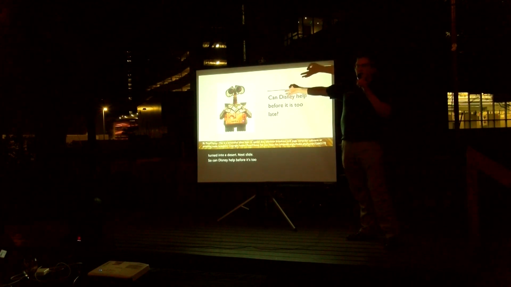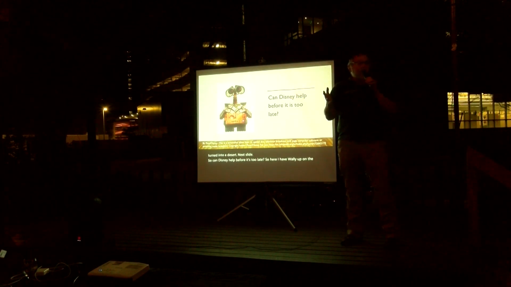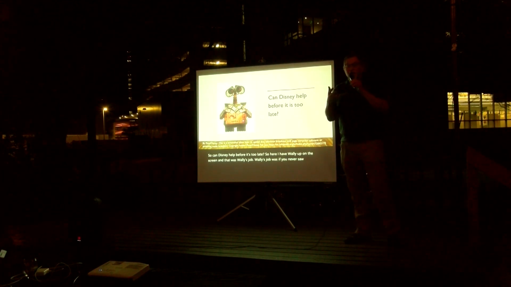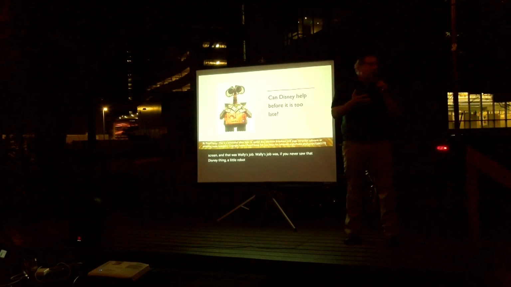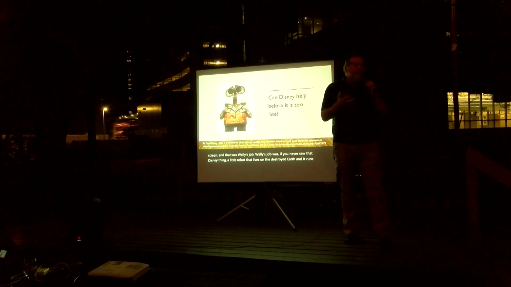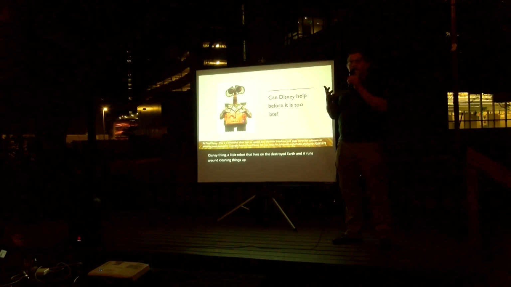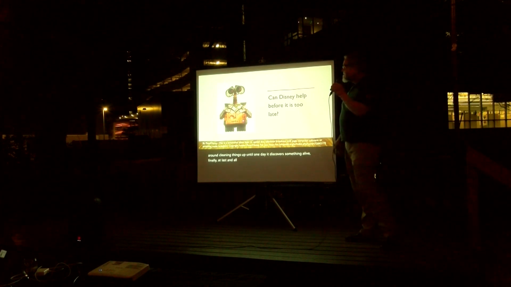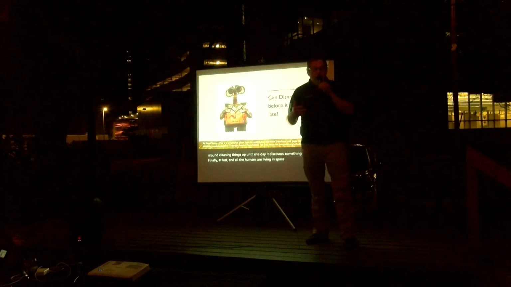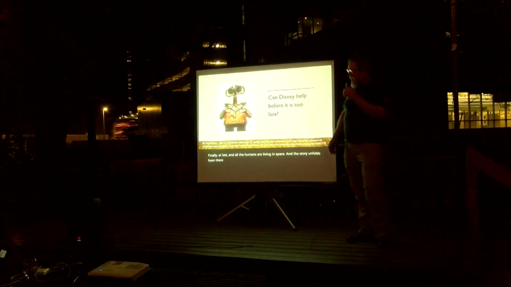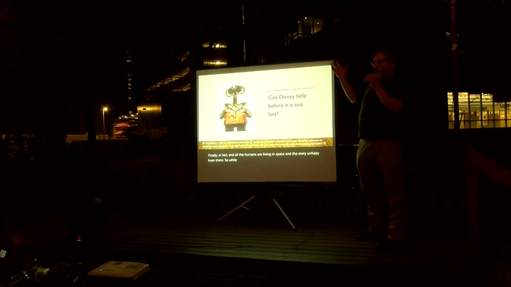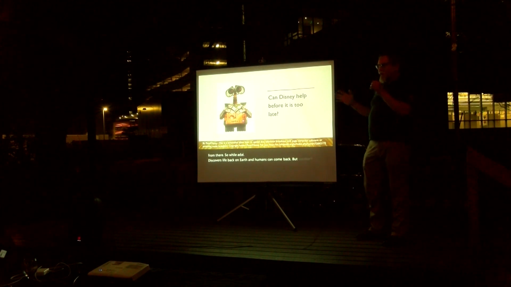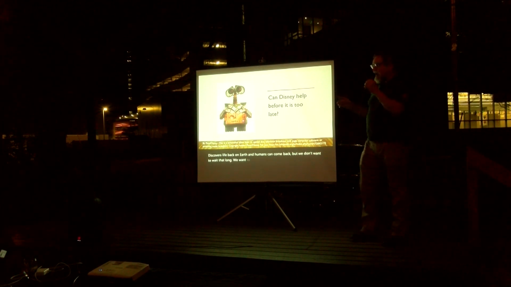So here I have WALL-E up on the screen, and that was WALL-E's job. WALL-E's job was, if you never saw that Disney movie, a little robot that lives on the destroyed Earth, and it runs around cleaning things up until one day it discovers something alive, finally, at last, and all the humans are living in space, and the story unfolds from there. So WALL-E, the AI, discovers life back on Earth, and humans can come back. But we don't want to wait that long. We want to save it before it's too late. So next slide.